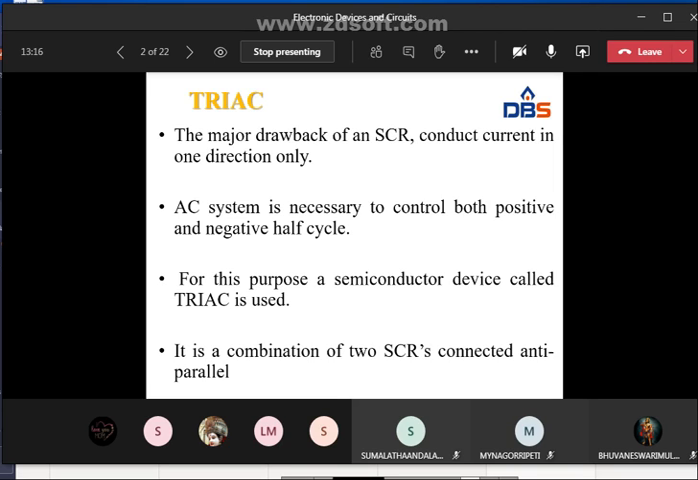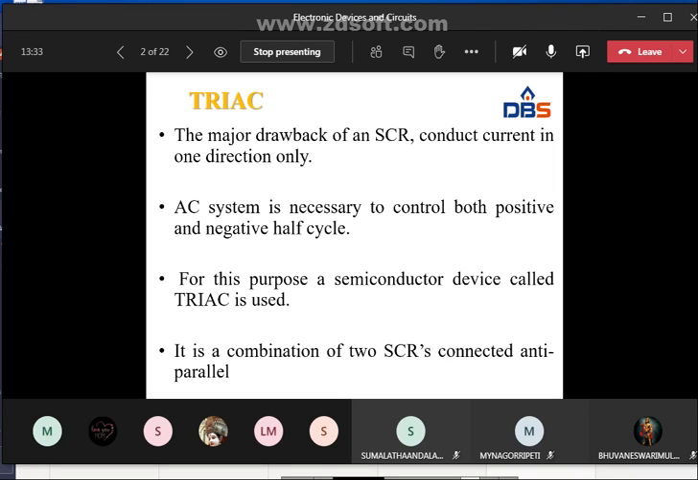The drawback of an SCR is that it conducts only in one direction, but an AC system needs to control both positive and negative half cycles. For this purpose, a semiconductor device called TRIAC is used.